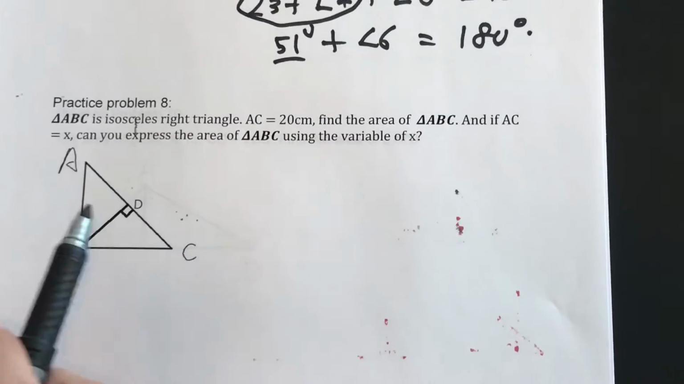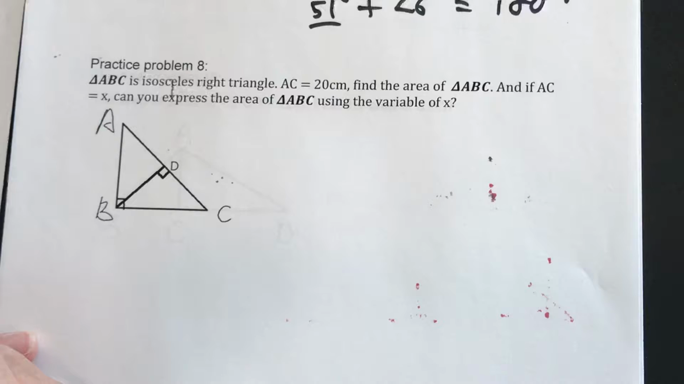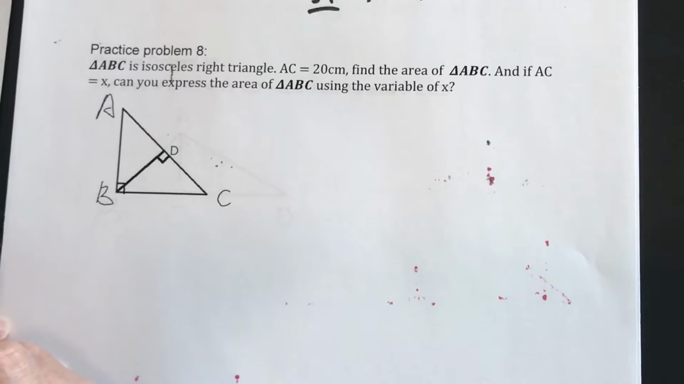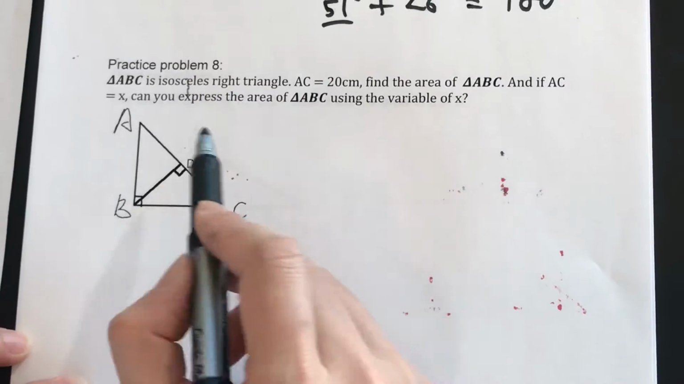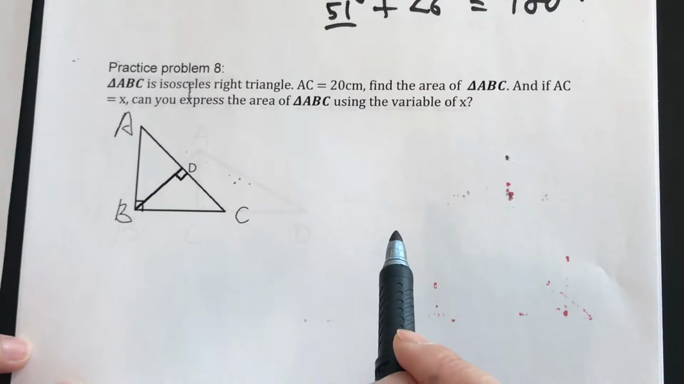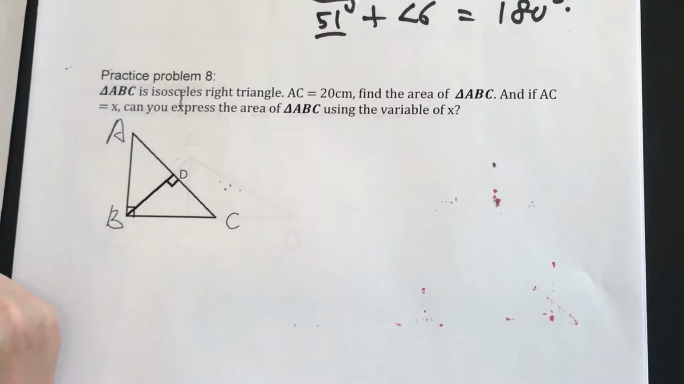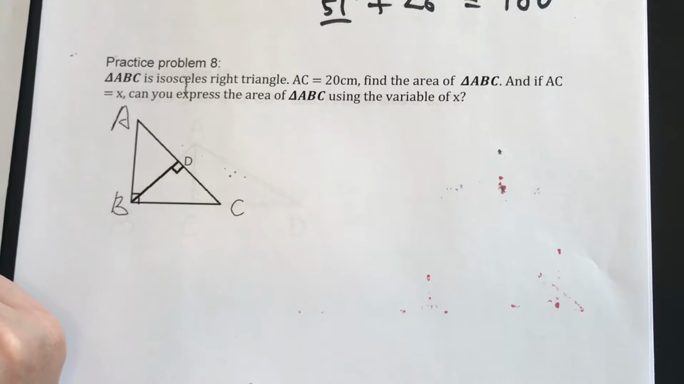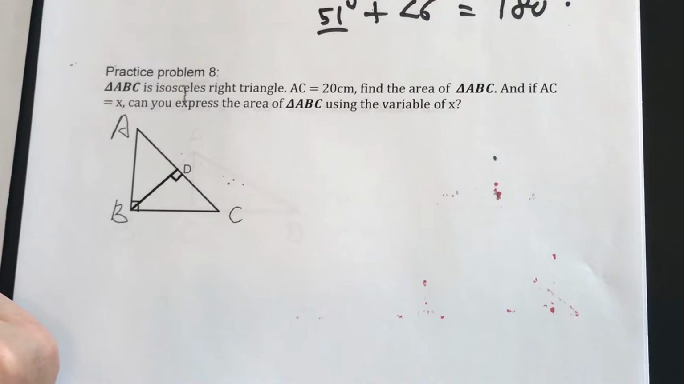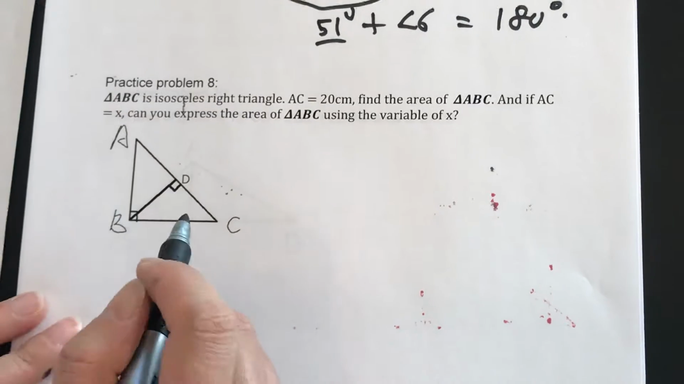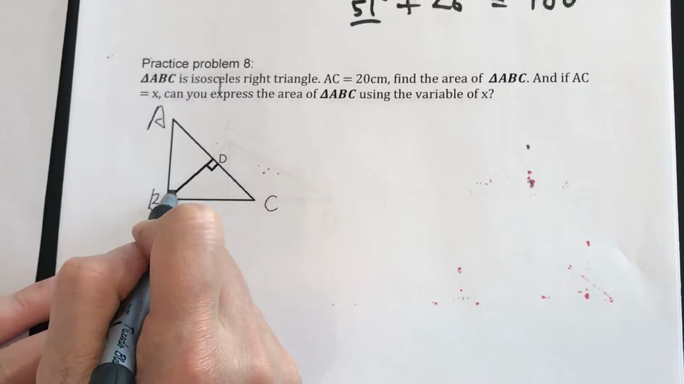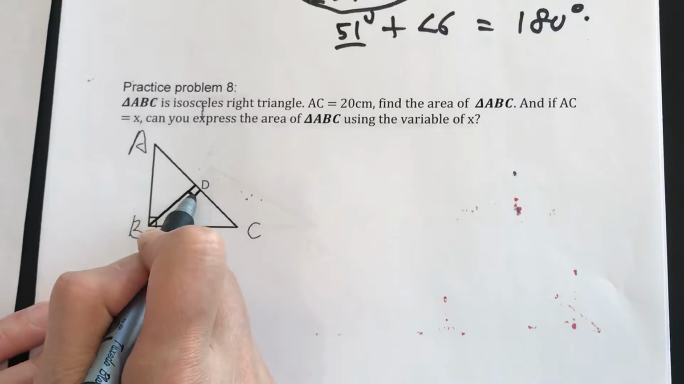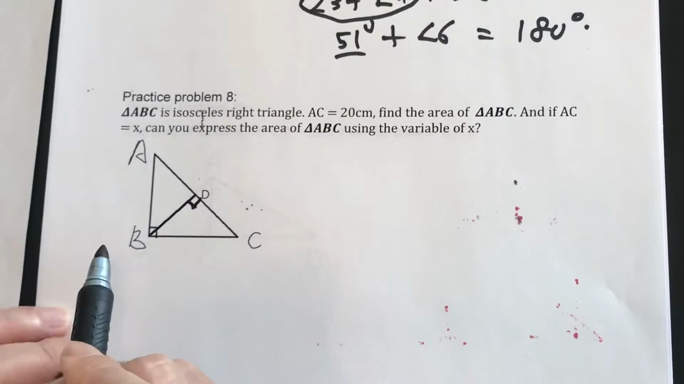Practice problem 8. This triangle ABC is an isosceles right angle triangle. AC equals 20. Find the area of the triangle ABC. And if AC equals x, can you express the area of ABC using the variable x? Okay, so we know the base. Now we need to find the height. So I already drew the line here, BD, that is perpendicular to the base AC.